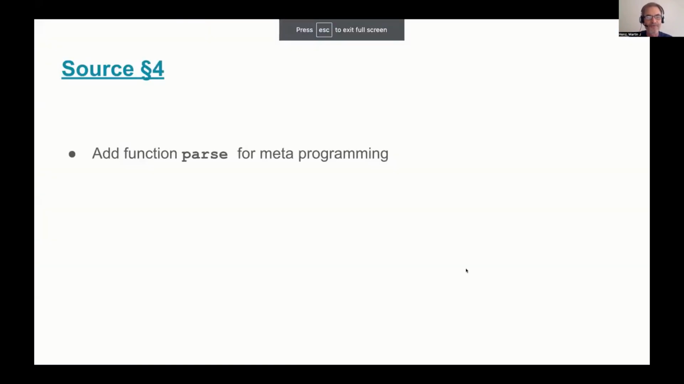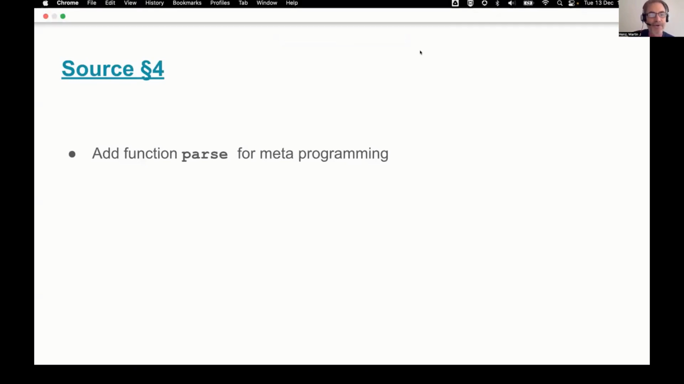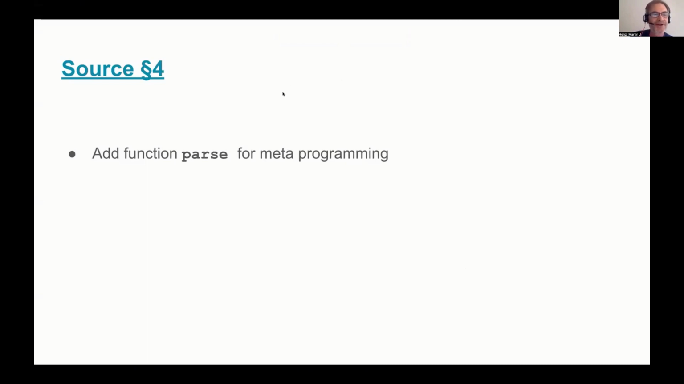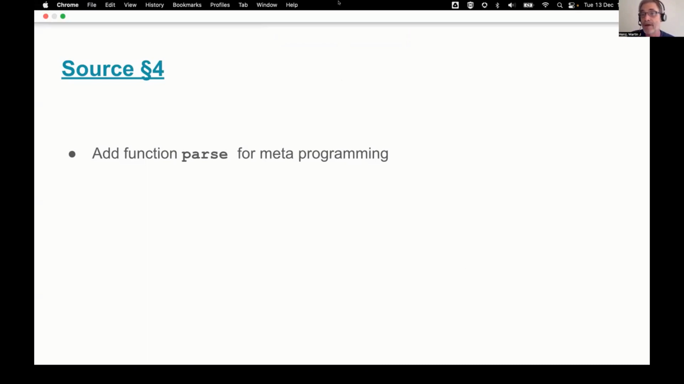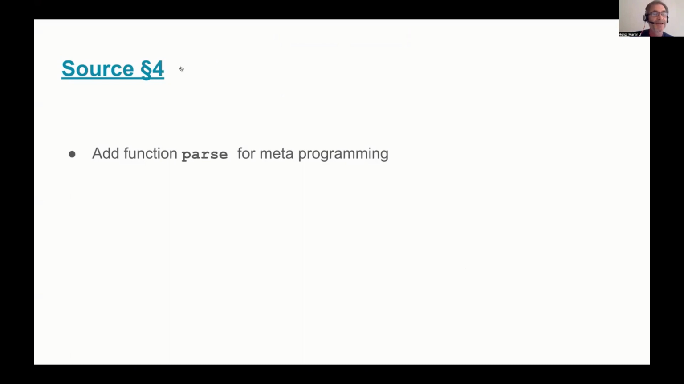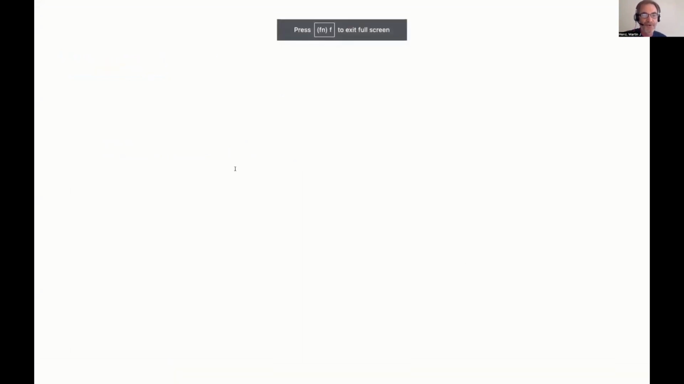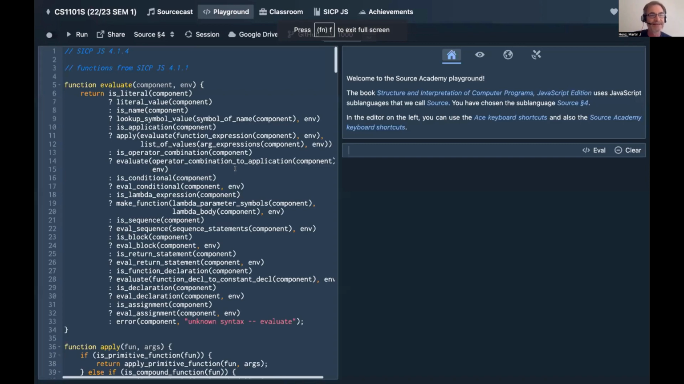All right, source chapter 4 adds only a parse function. I may not have time for showing you the meta circular interpreter. I may have some time for that. So let me show you what source chapter 4 does. Source chapter 4 is a language that has a parse function. So you can write parse and you give to the parse function a JavaScript program.